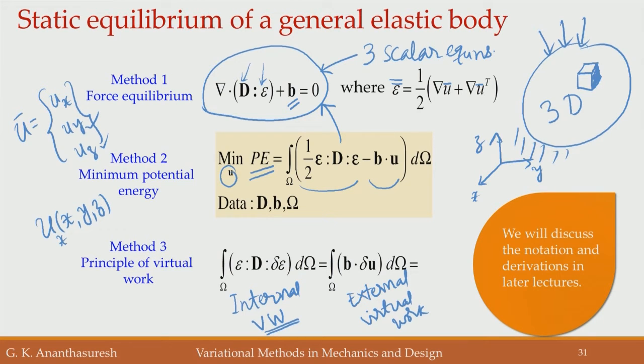So, this should be true for arbitrary virtual displacement. So, delta U here is the virtual displacement, that is imaginary displacement, consisting of 3 components. If U has ux, uy, uz, then delta U will have delta ux, delta uy, delta uz. Okay. So, even for a general elastic solid, you can write the static equilibrium in 3 different ways.